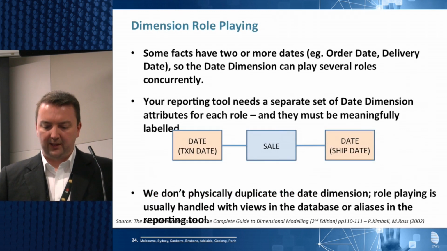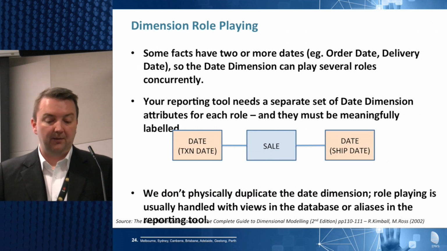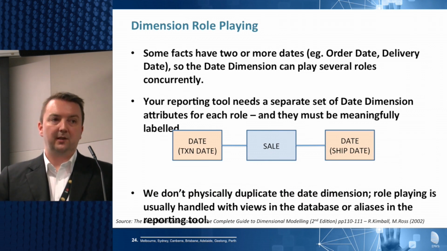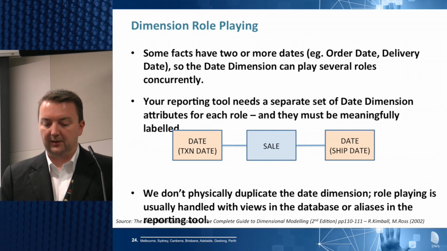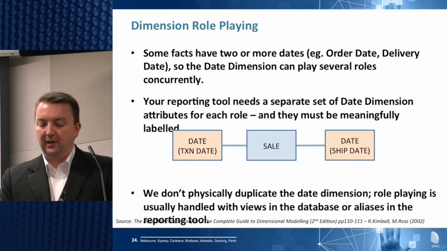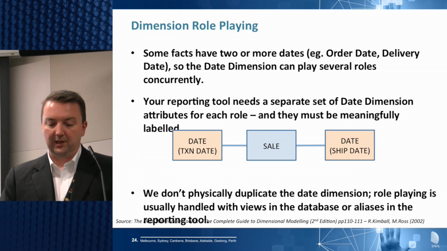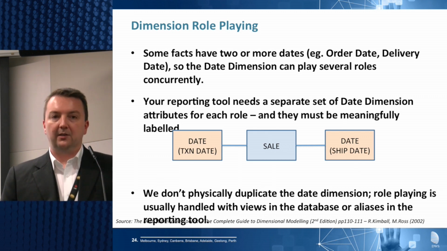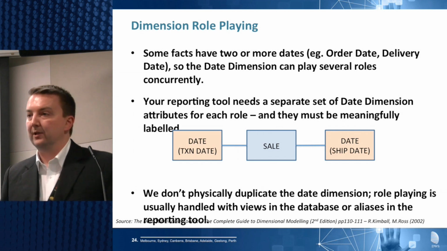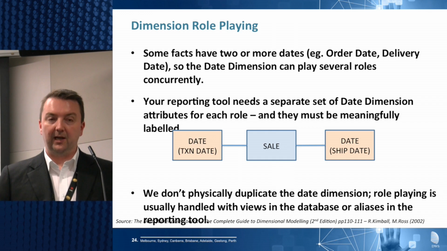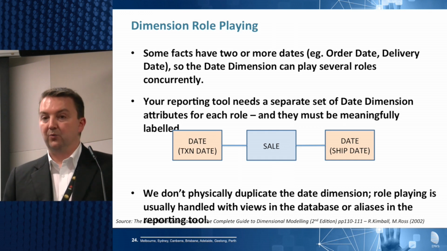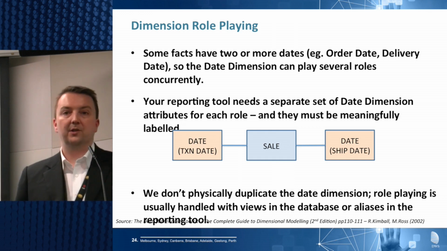All right, role playing. Dimensional role playing is something that happens. It can happen really with any dimension, but date is the thing that it happens to most. A sale is, since we've been talking about sales all night, a place where you would definitely see it. Date can behave in one of many ways on a sale, and if you look at the diagram here, we've got date behaving as a transaction date as well as a shipping date on the same sale.